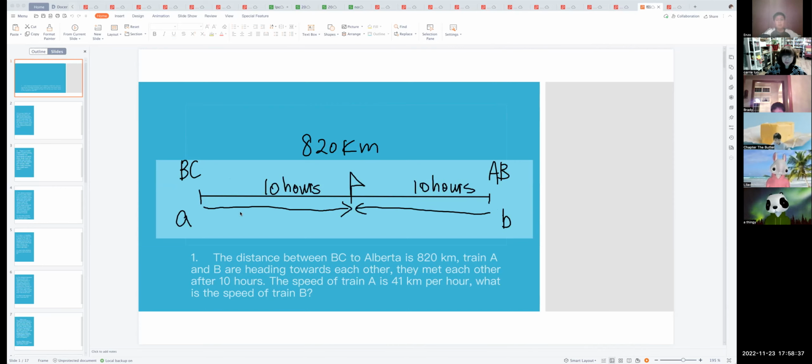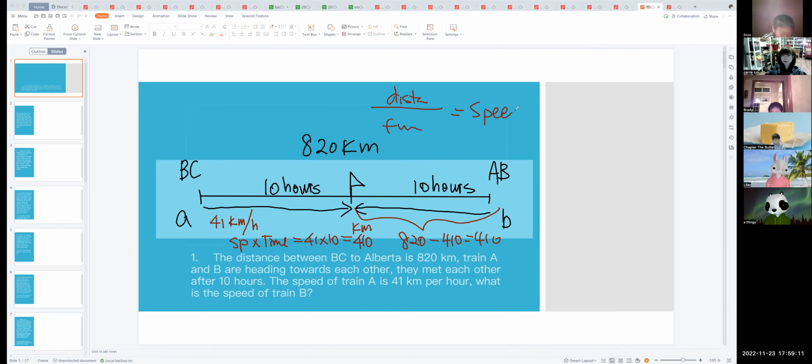Let's take a look at this. I know that the speed is 41 kilometers per hour. So this distance equals what? Speed times time equals 41 times 10 equals 410 kilometers. This other one I don't know yet, but I know this distance is 820 minus 410 equals 410. So how to calculate the speed? Distance divided by time equals speed. So 410 divided by 10 equals 41 kilometers per hour.